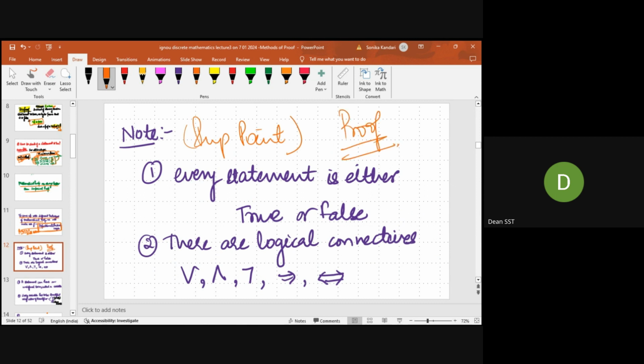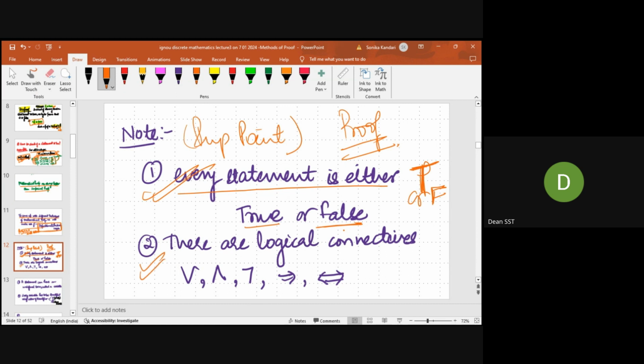Fine. Every statement is either true or false. In the first class, we had studied about propositions, that every statement can be either true or false. Fine. So this is the first point.